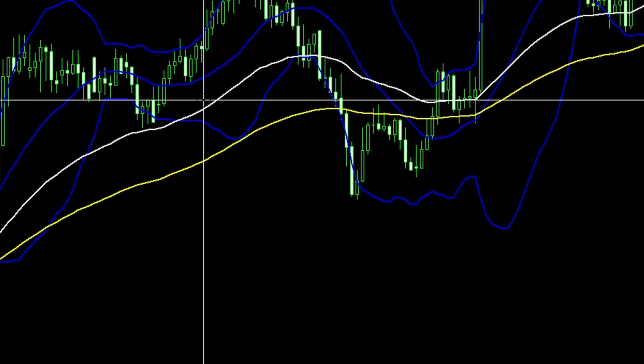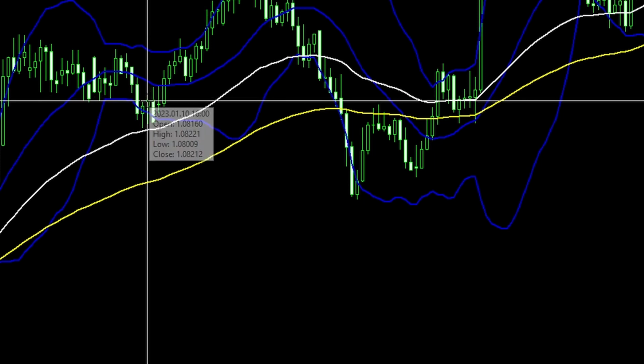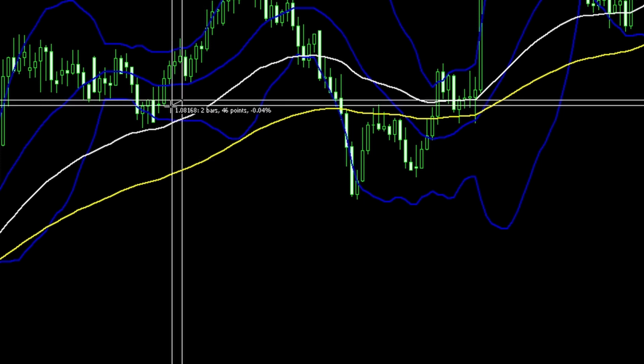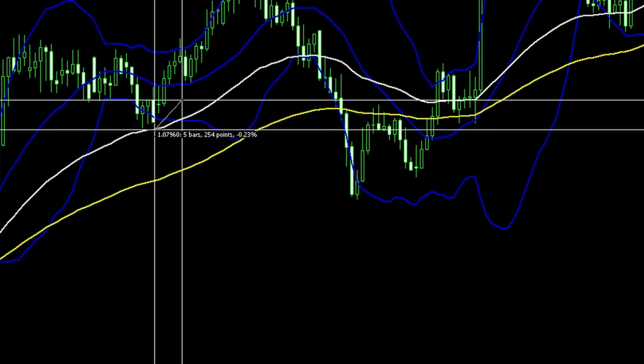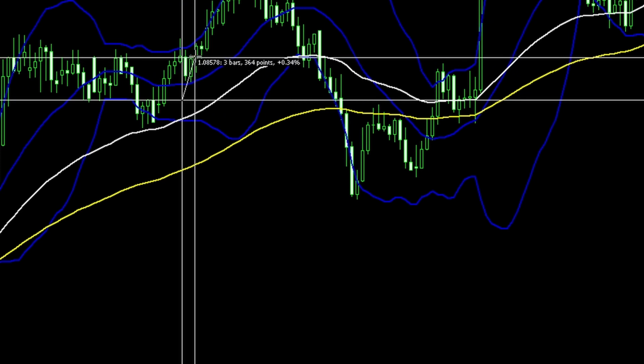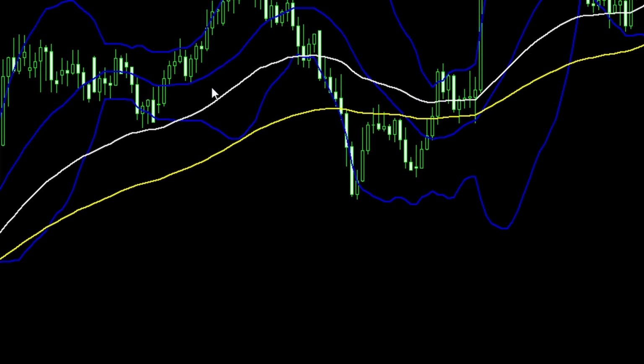That trade would have been executed at this very next candle, and would have then gone on, so I would have had a stop loss down here that would have been at 254 points and would have easily made that 254 points. So that's an example of a buy trade where we've got the 50 EMA above the 100 EMA and the price goes below the lower Bollinger Band and then comes back.